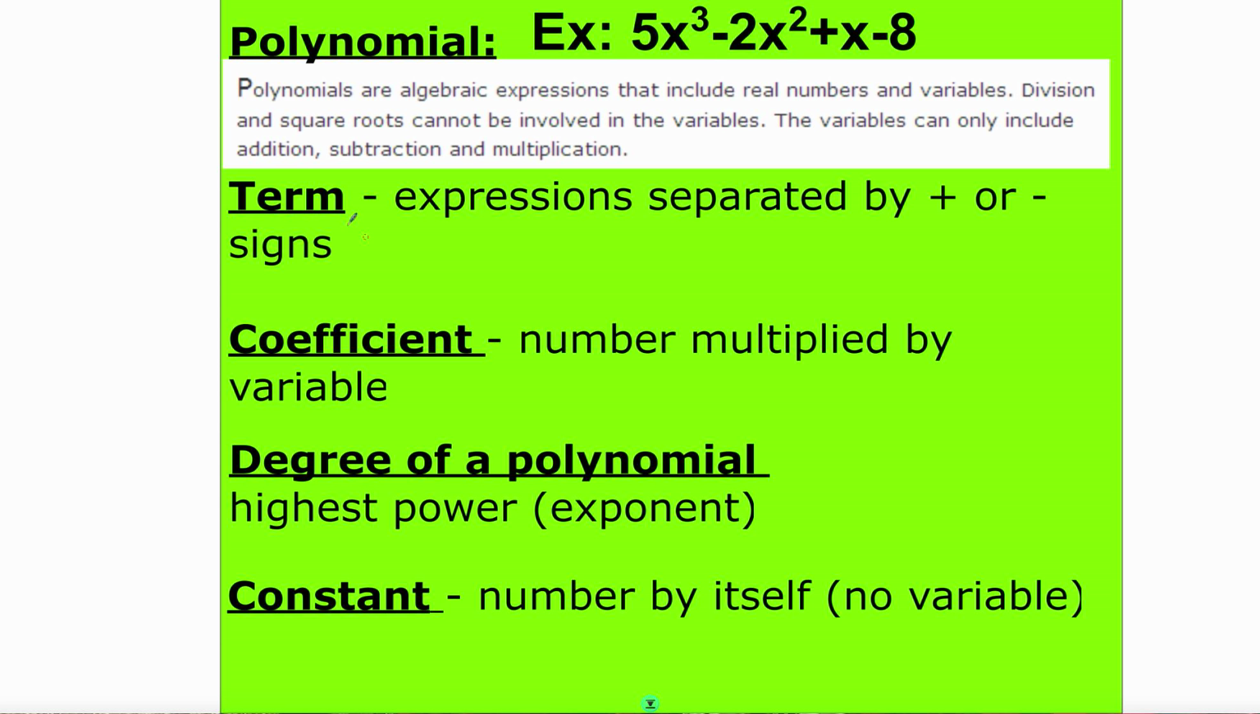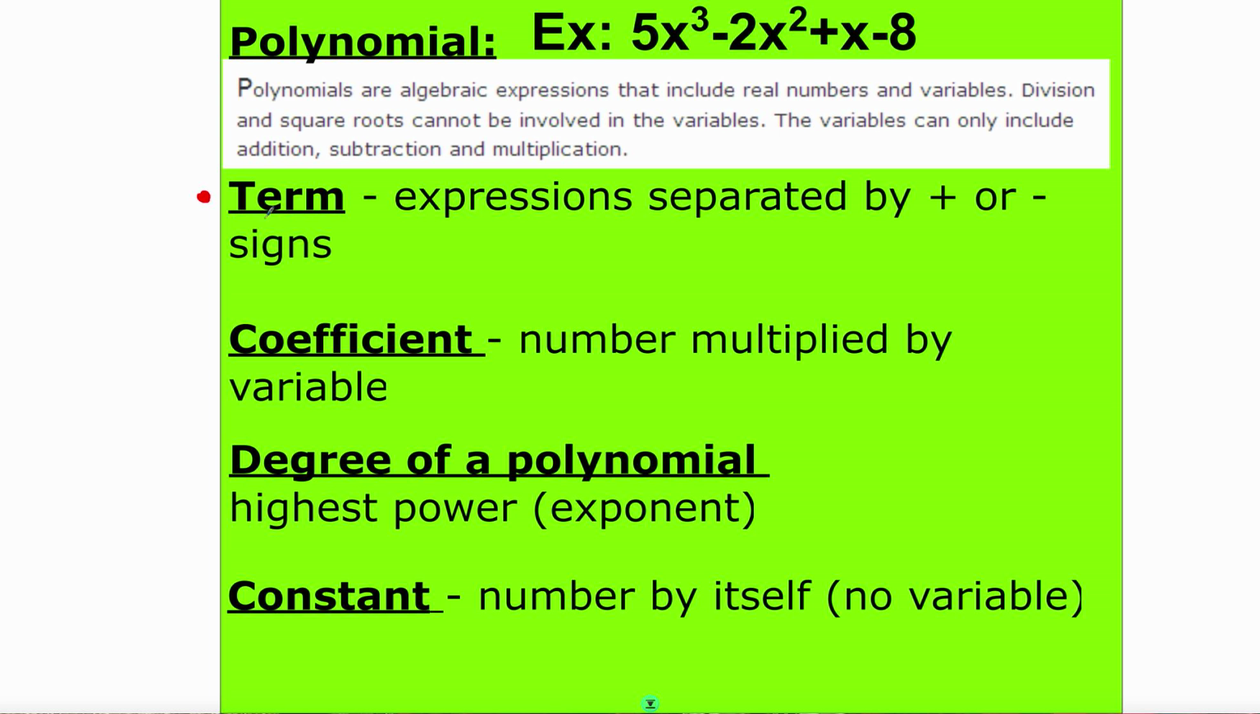The first definition here, term. Whenever you have a polynomial, the word term refers to each of these individual expressions separated by a plus or minus. So for example, 5x cubed is a term, negative 2x squared is a term, positive 1x is a term, and negative 8 is a term. So there are 4 terms to this polynomial.